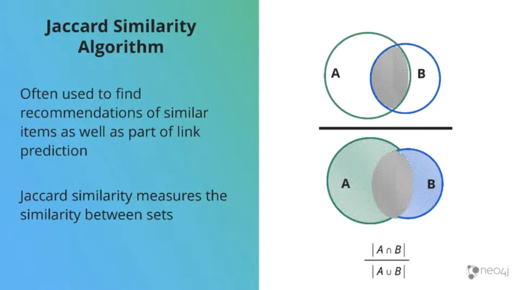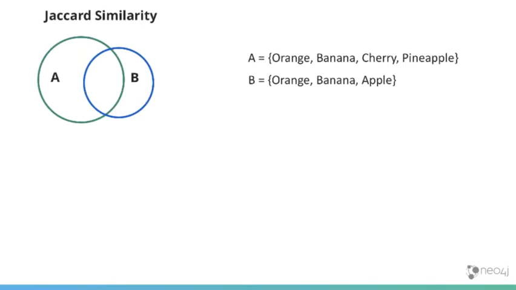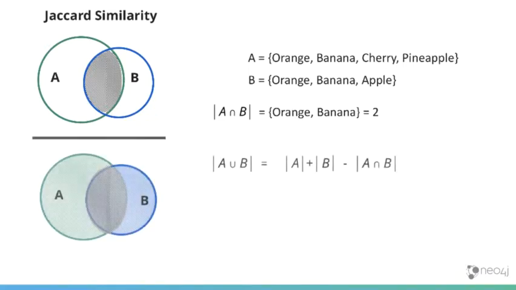So basically, we look at the overlap and then divide that by the sum of the two sets, not counting the overlap twice. Looking at Jaccard a little closer, for example, if we have one set A containing 4 items and one set B containing 3 items, we first look at the intersection of those two. Which items are the same in both sets? Here we can see orange and banana, so the intersection is 2. We then look at the union, the sum of these two sets, but as I said, not double counting the intersection.